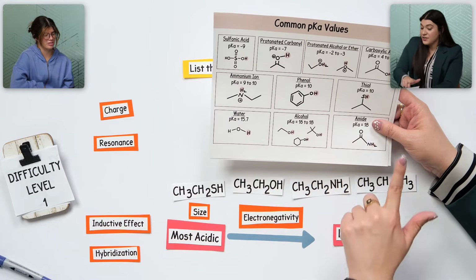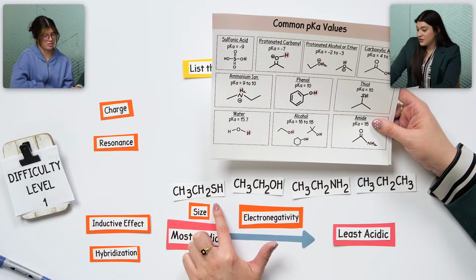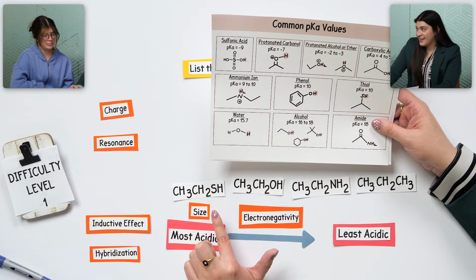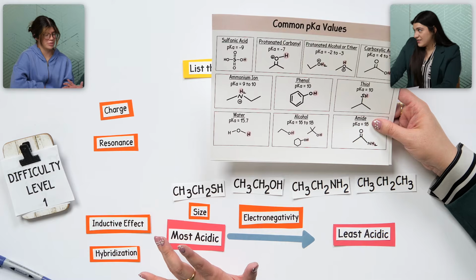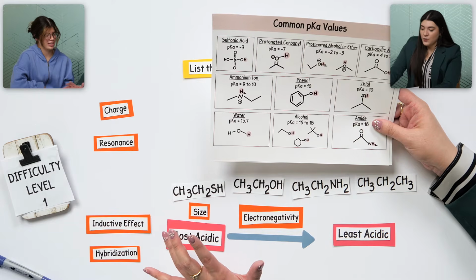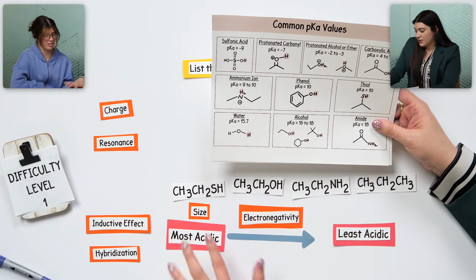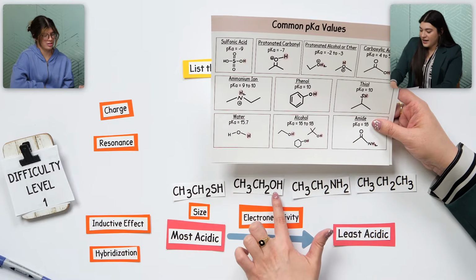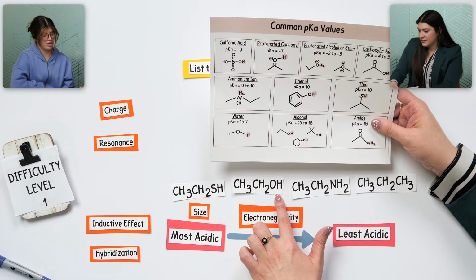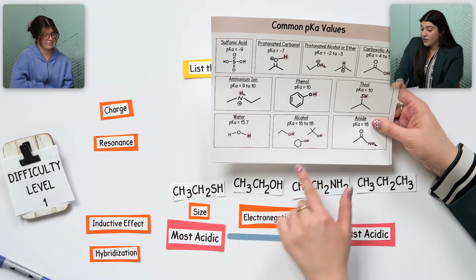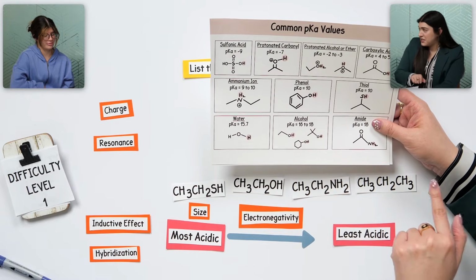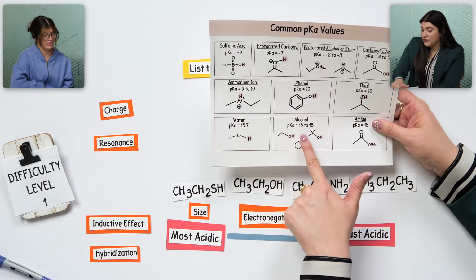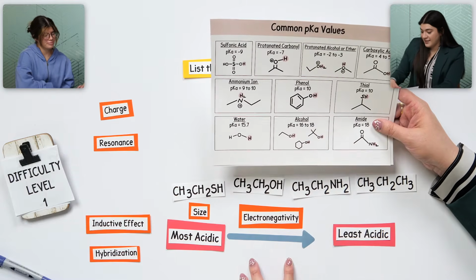So this has a pKa of 10, and remember, the smaller the pKa, the more acidic. So we want a smaller pKa for it to be more acidic, because it's a lower pH. And then if we had, what's this one? That'd be an alcohol. So our alcohol is now between 16 and 18. That makes more sense, so that's not as acidic.